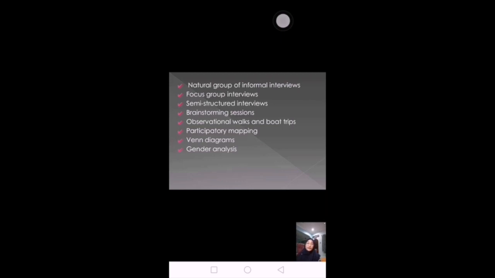Last but not least is gender analysis. A study of gender relations and how they might be affected by an intervention, either during the establishment of an MPA or when a new female is introduced into the groups.